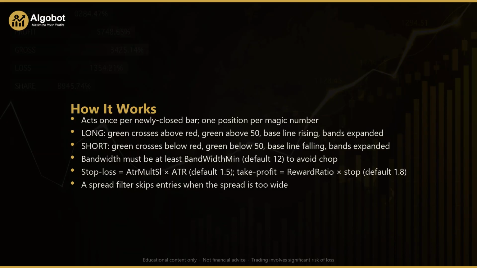A short signal is the mirror image. The green line crosses below the red line. The green line sits below the 50 midline. The baseline is falling, and the bands are expanded. When those align, the strategy signals a sell.